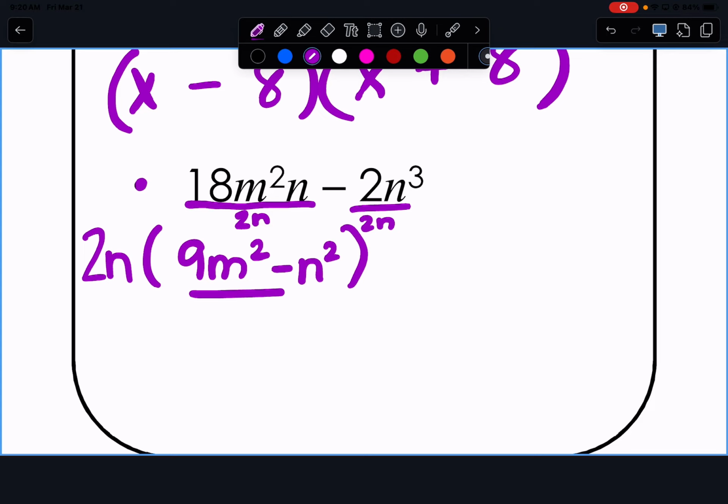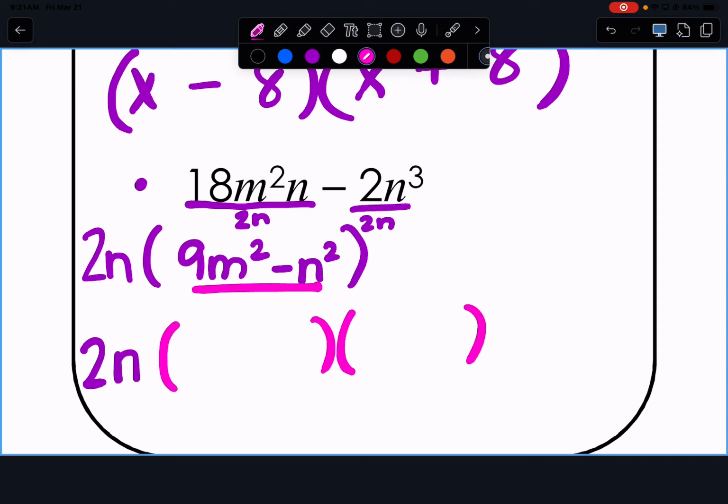Now, what is 9m squared minus n squared? That's still going to be a difference of squares. So we leave our GCF out front, and then we factor the difference of squares. What squares to give us 9m squared? 3m. What squares to give us n squared? n. What signs do we need? There we go.